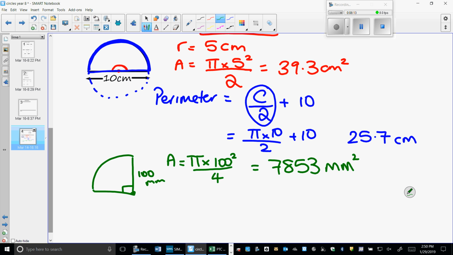Now perimeter for this shape. Okay, so it's the same kind of situation as we had before. The curved part, this time I'm going to do it in red, is a portion of the circumference. Okay? How much of that circumference have we? A quarter. Good. So for the perimeter, we would find the circumference and we would divide that by 4. So circumference divided by 4.